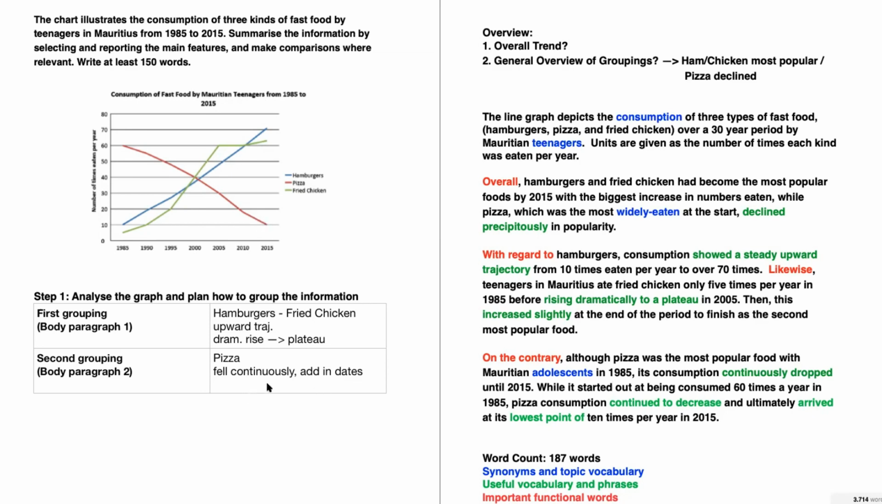So notice how I didn't have that much to say about pizza, but I relied on my data and my information. So I added in some numbers, 60, 2015, 10, and all of this brought me to my word count of 187 words, which fulfills my minimum requirement. I didn't write too much. All of this is definitely necessary. And if you just take a look at the color-coded words, notice how that really adds to the lexical resource and the grammar. Of course, it's cohesive, it's coherent, and we have definitely fulfilled this task.